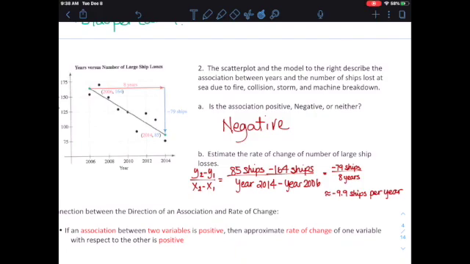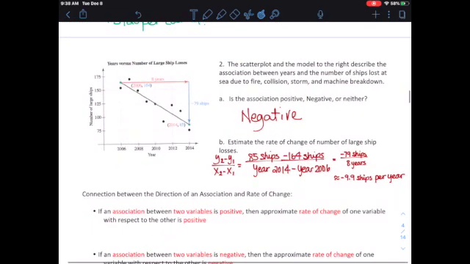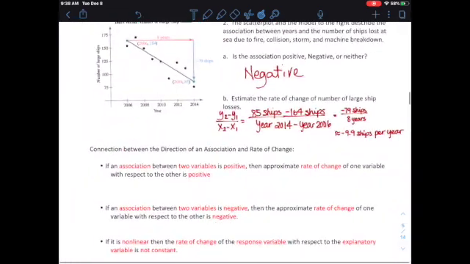Okay, and then in this case, the summary says there is a connection between the direction of association and rate of change.